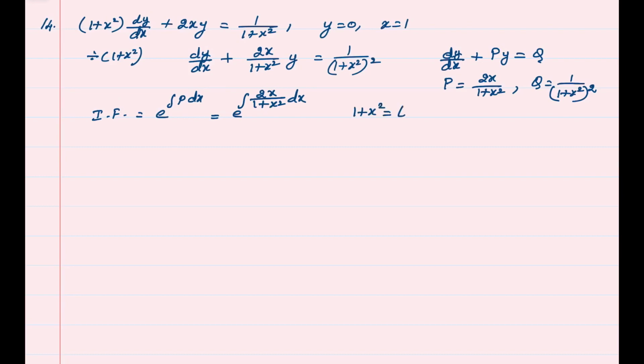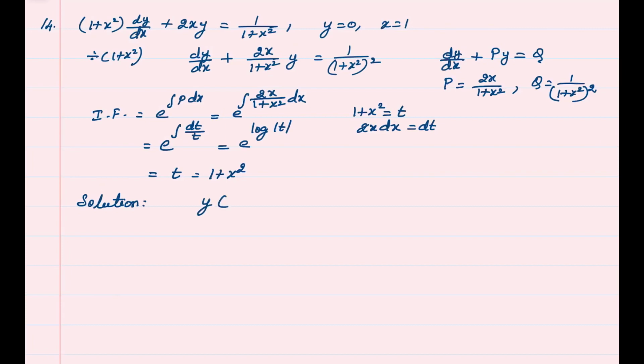By substituting the denominator as t, we get 2x dx as dt. e power integral dt over t. And integral of 1 by t is log of absolute value of t. We can cancel e and log functions. We get t and t is 1 plus x square. We will write the solution formula. y into integrating factor equal to integral q times integrating factor dx plus c.